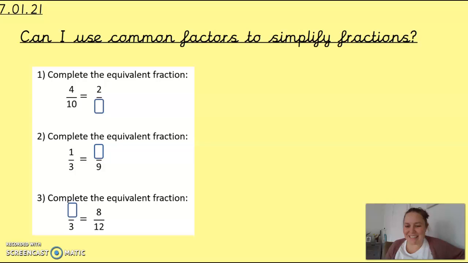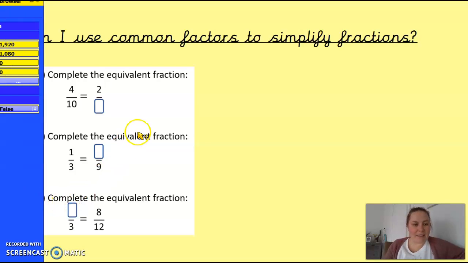More fractions for you today. Today we're going to look at simplifying fractions. But before I explain that to you, let's have a go at 3 questions based on yesterday's lesson. So finding equivalent fractions. Let's do the first one together.